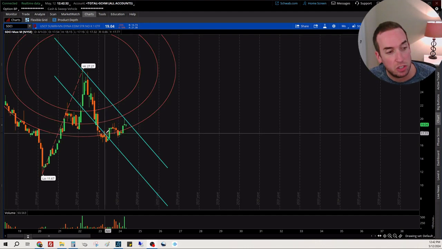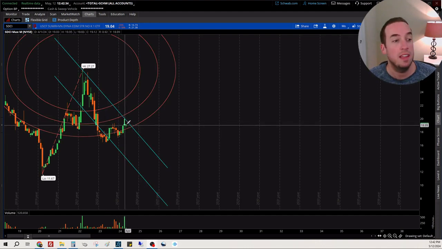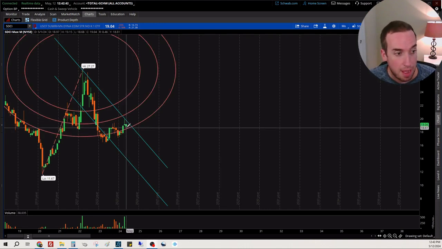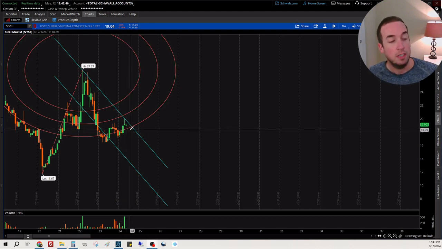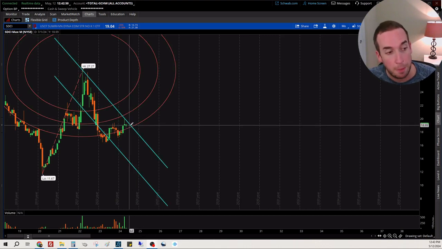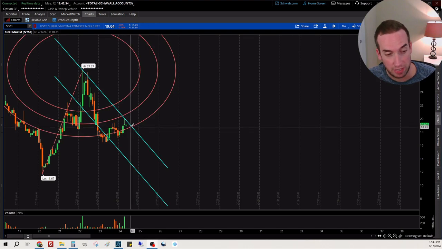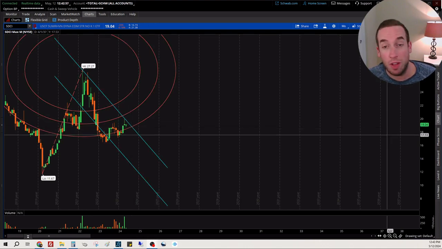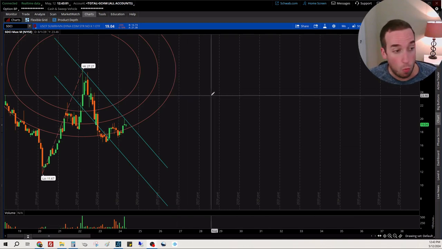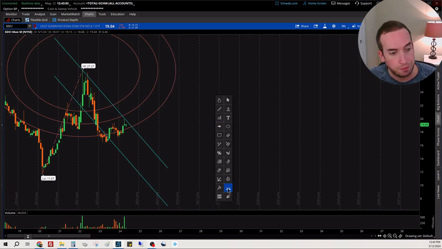But we can see it's been tested so many times that I think we could see this month's candle for May just fall through this. It could act as support at $18.40. But we are also facing an apex right here where we have the Fibonacci arc going right through our resistance. We could see a volatile move up or a volatile move down, depending on where the stock could go.